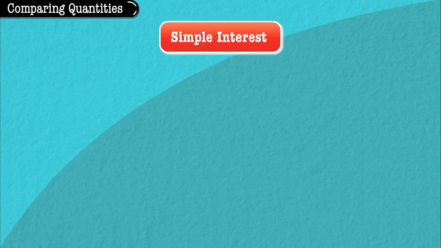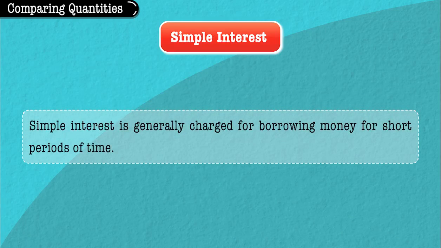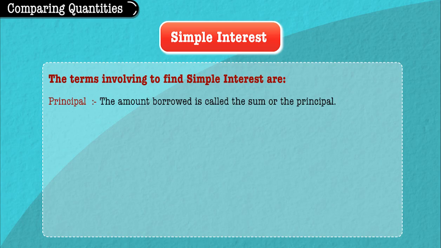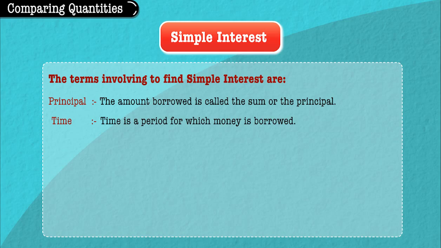Simple interest. Simple interest is generally charged for borrowing money for short periods of time. The terms involving to find simple interest are: Principal. The amount borrowed is called the sum or the principal. Time is a period for which money is borrowed.